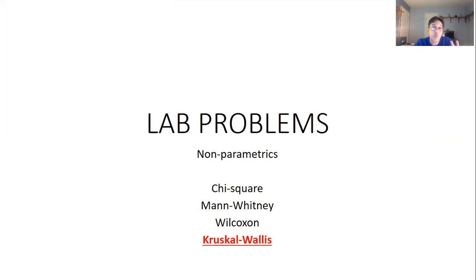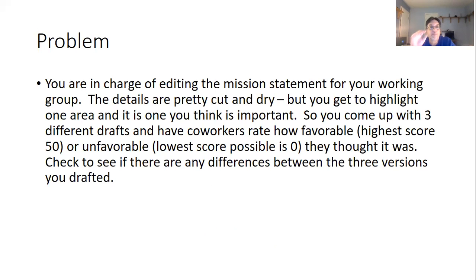But this one has 3, okay? So the last 2 were versions of the t-test. Chi-square was its own beast. This is a one-way analysis of variance. So just like the analysis of variance, 3 groups or more for us to do the Kruskal-Wallis.